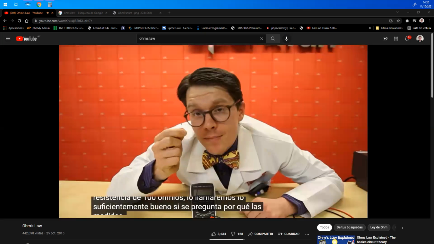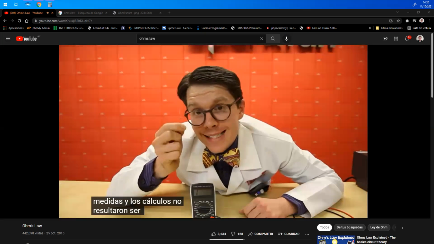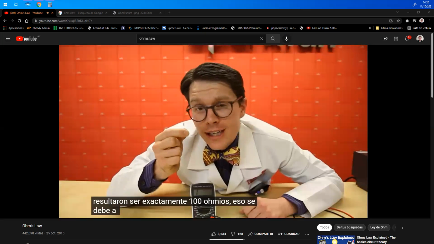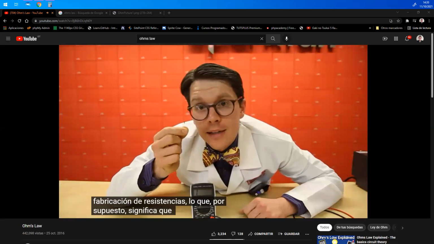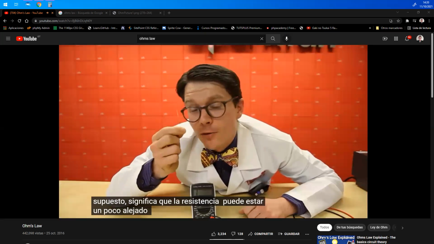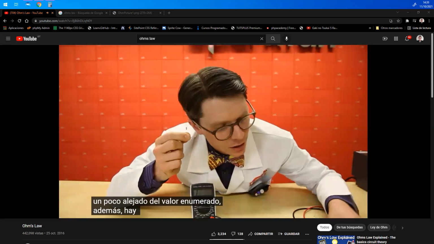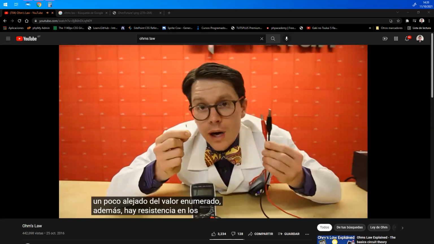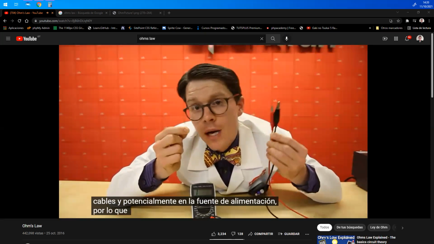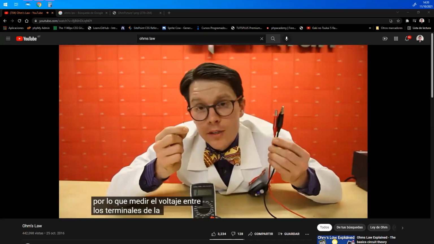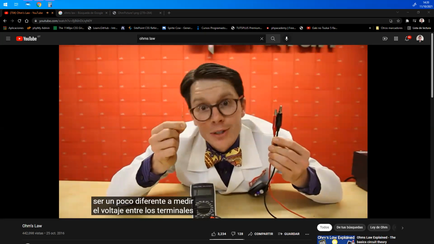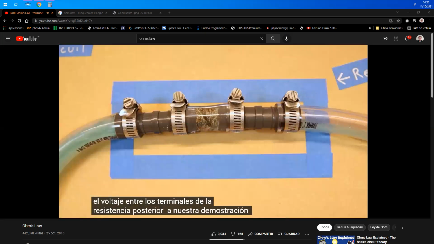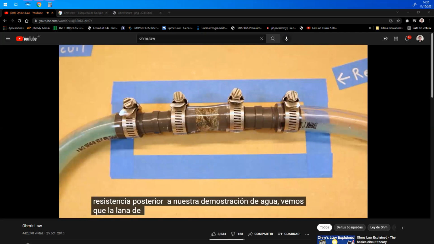If you're wondering why the measurements and calculations didn't come out to be exactly 100 ohms, that's because there are inconsistencies in the manufacturing of resistors, which of course means that the resistance can be a little bit off from the listed value. Additionally, there's resistance in the wires and potentially the power supply itself, so measuring the voltage between the terminals of the power supply could be a little bit different than measuring the voltage between the terminals of the resistor.